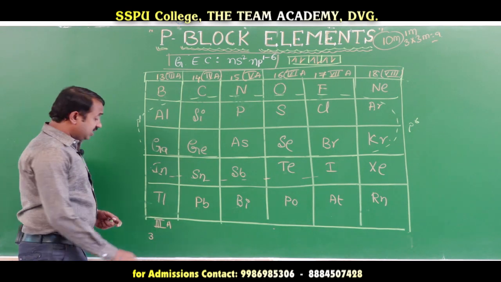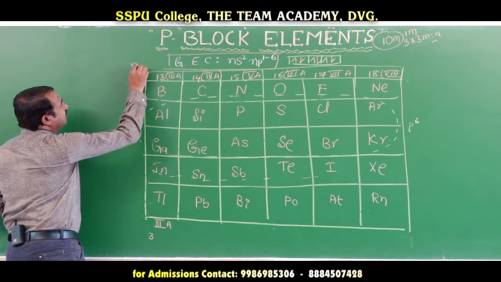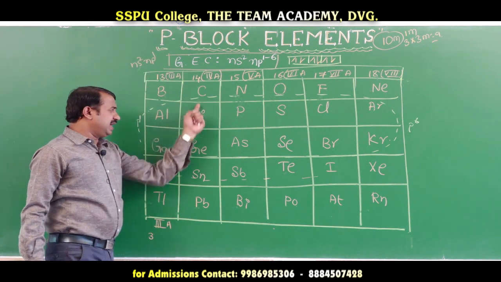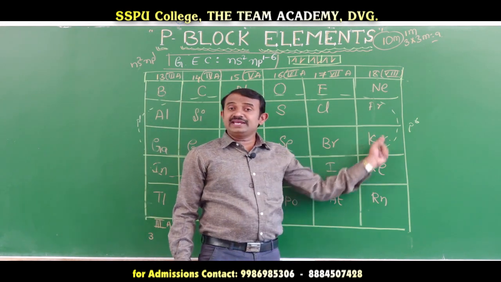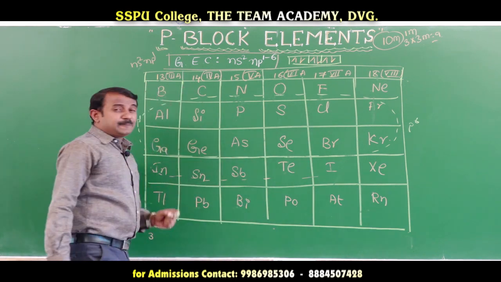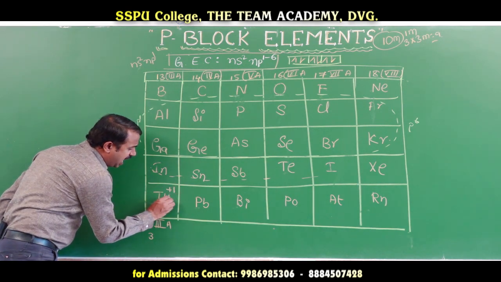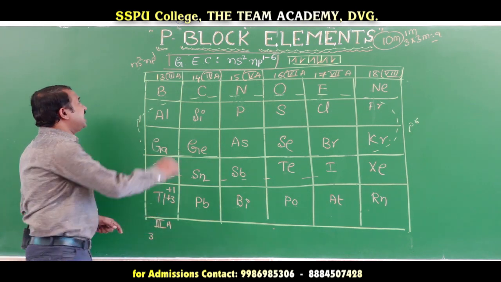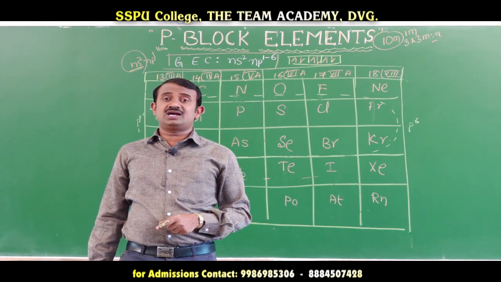Here the electronic configurations are ns2 np1, ns2 np2, ns2 np3, ns2 np4, ns2 np5, ns2 np6. Listen carefully. What is the inert pair effect? Thallium has oxidation states +1 and +3. Here +3 is the oxidation state, but the ns orbitals do not participate in bond formation, and that is called the inert pair effect.